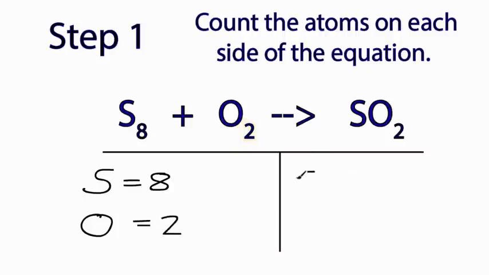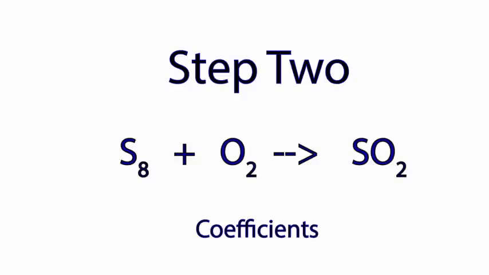On the product side, sulfur, I have 1. And oxygen, I have 2. Note that if there's nothing after an element, we assume that to be 1. And that's it. We're done with the first step. The big rule for balancing equations is that we can only change the coefficients.